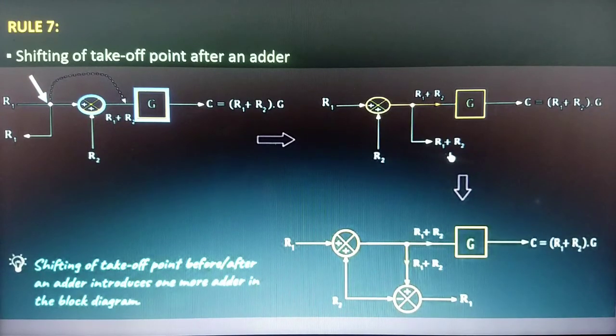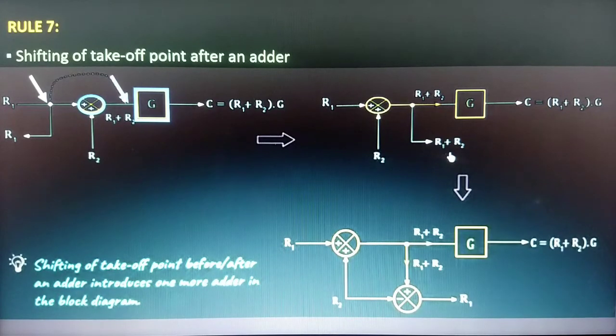So the adder has two inputs, R1 and R2, and hence the output of this adder will be R1 plus R2. The block has the gain G, and that is why the final output C is equal to R1 plus R2 multiplied with G. In this case, we have our takeoff point, which is present before the adder. Now what is the output of this takeoff point? Yes, it is equal to R1.